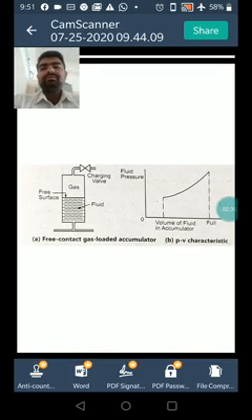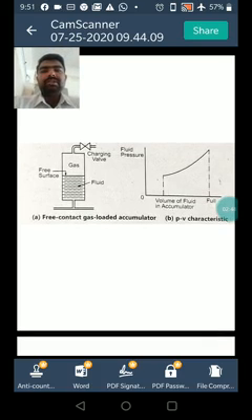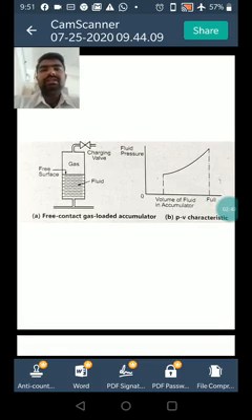The figure shows a non-separate type. The non-separate type consists of an enclosed cylindrical shell having one oil port at the bottom and a gas charging port on the top, as shown in the figure. Free contact gas loaded accumulator, figure A. The oil below is in free contact with the gas above without any separation.